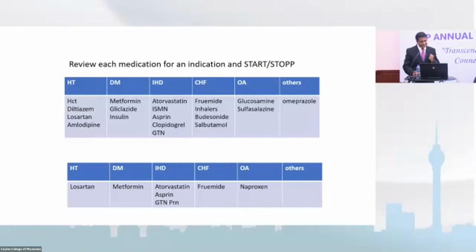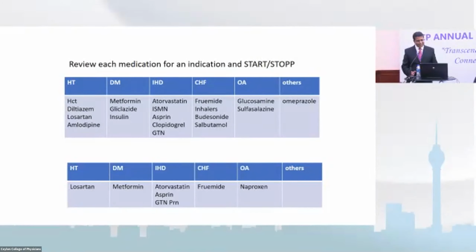For ischemic heart disease, she's on atorvastatin, ISMN, aspirin, clopidogrel, GTN, all. And she's currently not having angina. She has OA with various deformities, she's getting glucosamine and sulfasalazine, and she's on omeprazole, but there's no gastritis or GORD. When I review all these medications with the current side effect profile, you can see I have reduced the drugs.